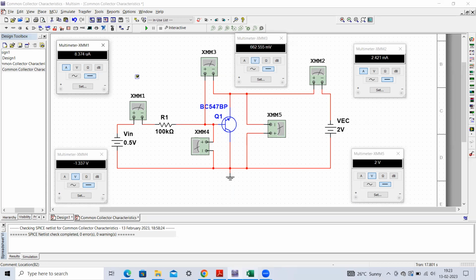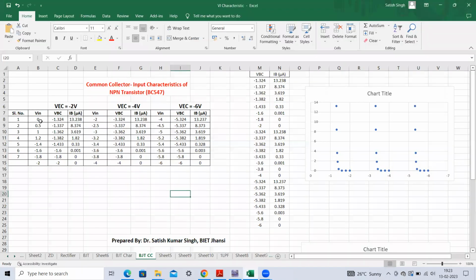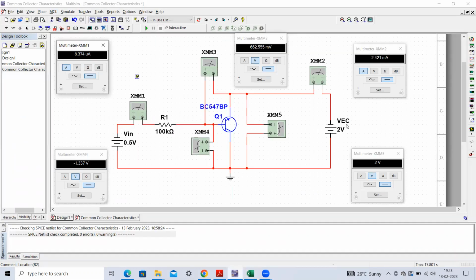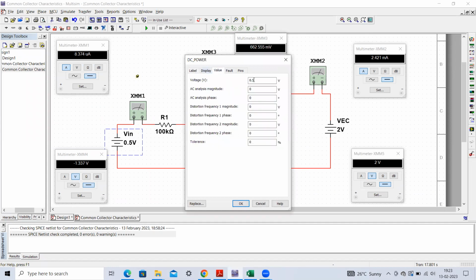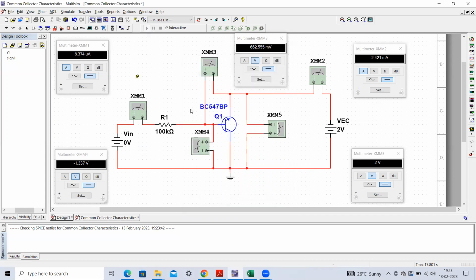So once you choose V in equals to 0 volt, you have to make it 0 volt, and then you have to apply V EC equals to -2 volt. So here you can see this circuit. I have already applied V EC equals to 2 volt, because this terminal is connected here as negative, so just mind this polarity. Fine. Now if you make it 0 volt, here you can make this value equal to 0 volt, and then you can execute this circuit.